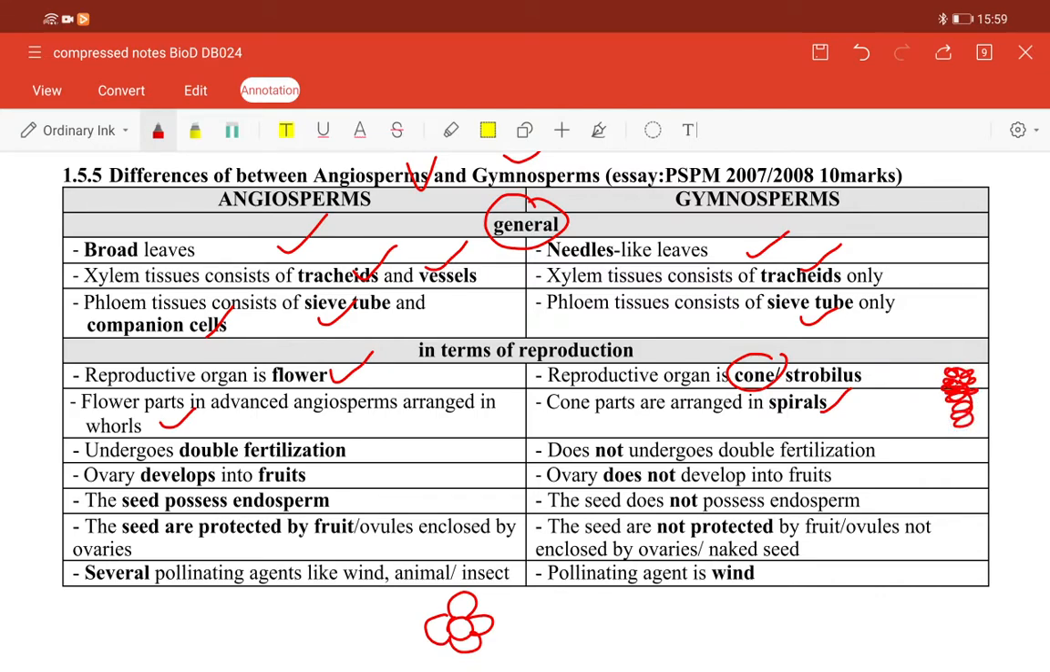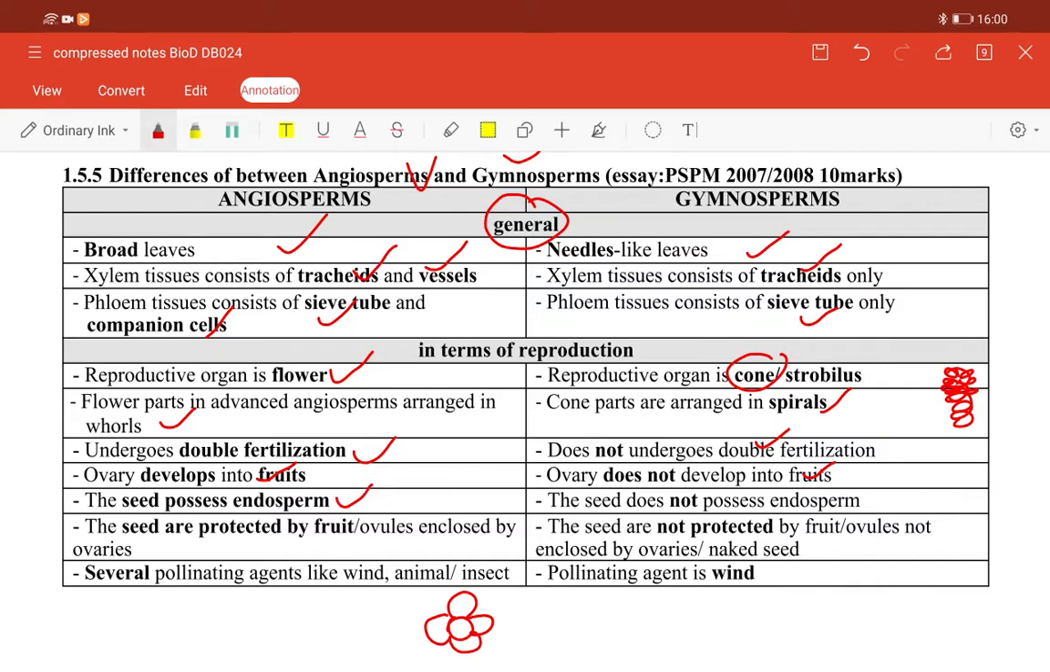Pusing. So Angiosperm undergoes double fertilization. Yang ini does not undergo double fertilization. And this, for the Angiosperm, the ovary will develop into fruits. The one that we eat tu kan, selalunya tu kan yang manis-manis tu adalah ovariesnya. Yang untuk Gymnosperm, the ovary does not develop into fruits. Sebab itulah dia punya seeds are naked. Naked seeds. So the seed possesses endosperm.